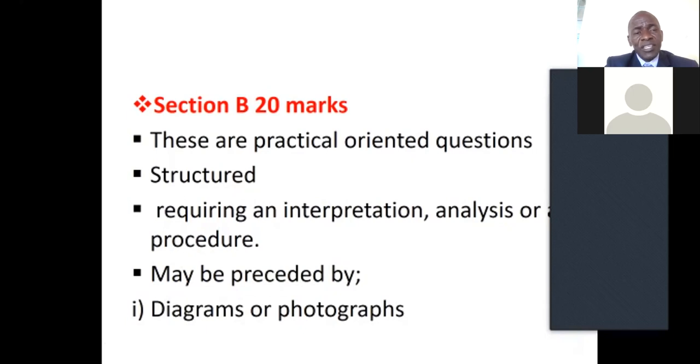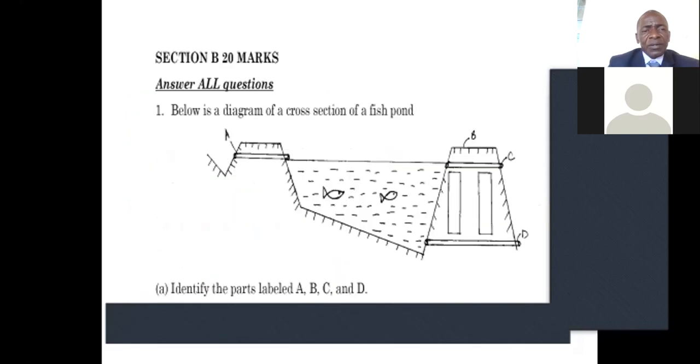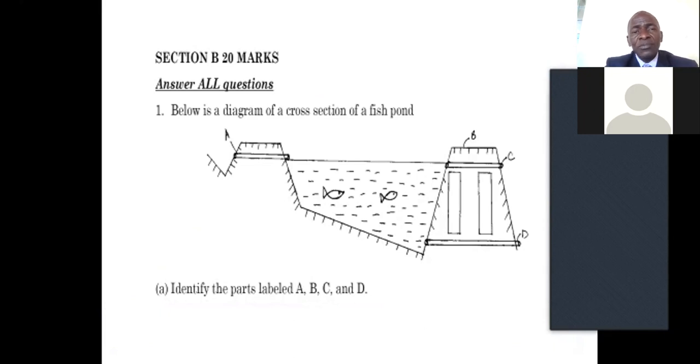And one characteristic of a structured question is that the parts are often tied, such that if you miss the right answer in the first part, then the second part automatically becomes wrong, even if you had put the correct answer. That's an example of a question that may appear in section B. As you can see, there is a diagram showing a structure there for keeping fish. And the first question is identify the parts labeled A, B, C, and D.